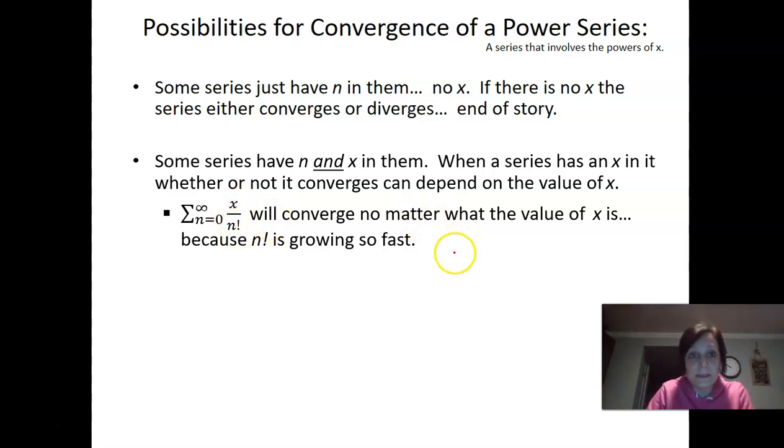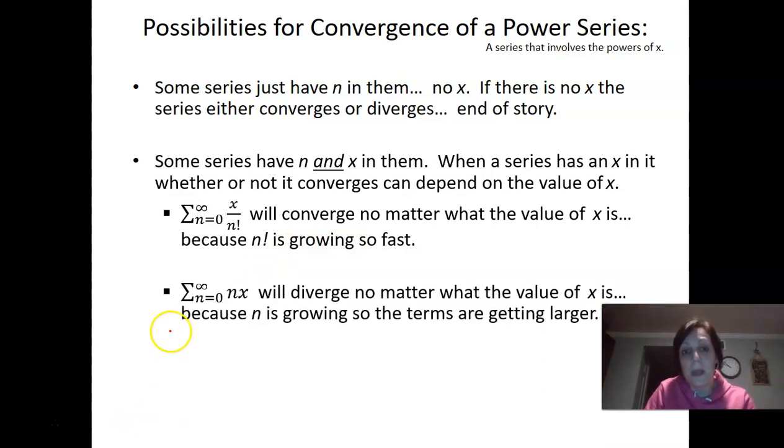So for this, its interval of convergence is just going to be every value of x everywhere. This just straight converges no matter what. Then we have a series like this where the terms are going to get bigger and bigger and bigger. Regardless of how small you make x, the terms are still going to get bigger and bigger and bigger. So this series is going to diverge no matter what.